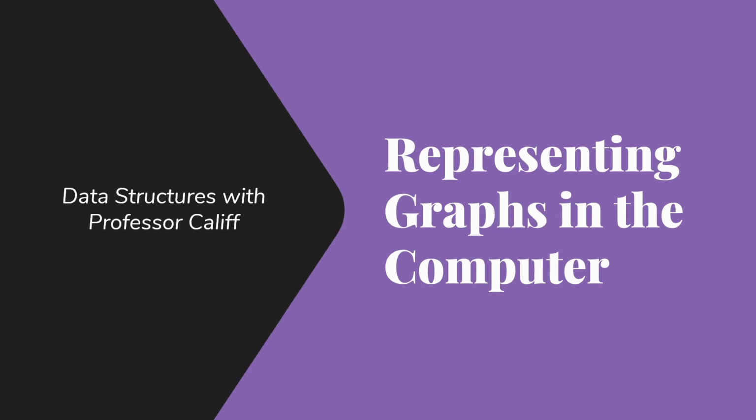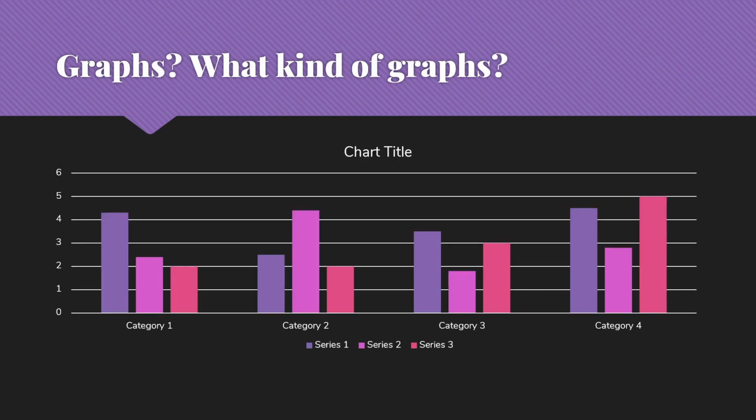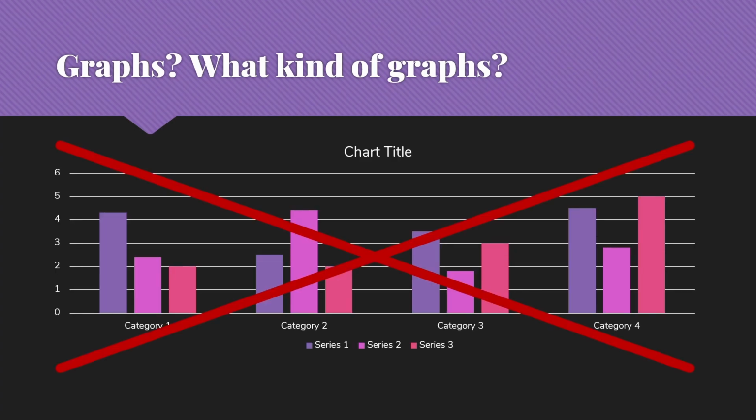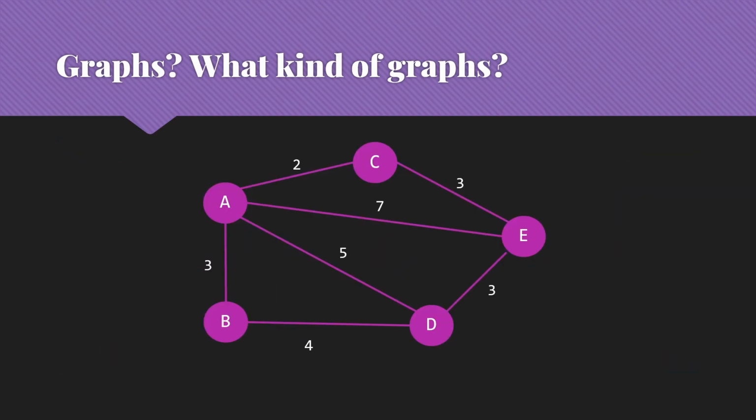Today I'd like to talk to you about how we represent graphs inside a computer. So the first thing you may be asking is, what kind of graphs are we talking about? Because there are different kinds of things that we call graphs. We're actually not talking about things like bar graphs or line graphs. Instead, we're talking about the kind of graph that looks like this.